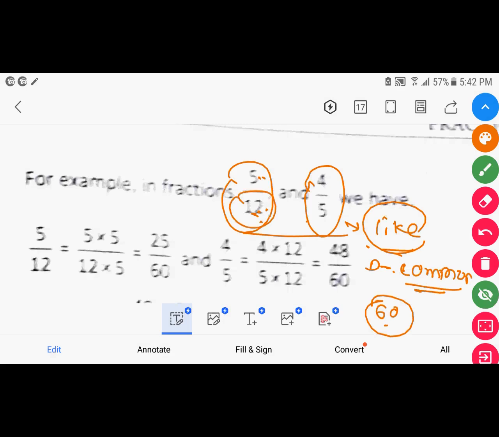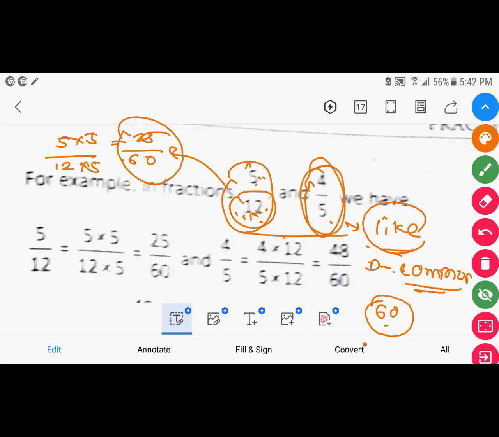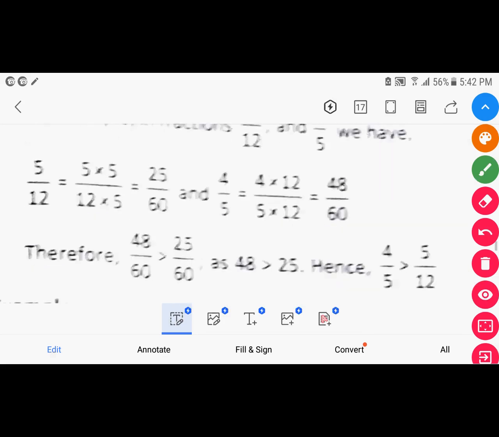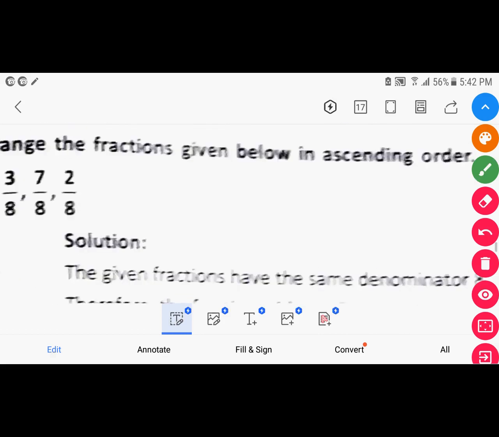So for this 12 to become 60, we have to multiply the numerator and denominator with 5. So 5 multiplied by 5 becomes 25 and 12 multiplied by 5 becomes 60. So this fraction is converted to 25 by 60. And for this denominator to become 60, multiply with 12. 4 times 12 is 48, upon 60. Now they both become like fractions. For a common denominator, the fraction whose numerator is greater is the greater fraction. So 48 upon 60 is the greater fraction, meaning 4 by 5 is the greater fraction.